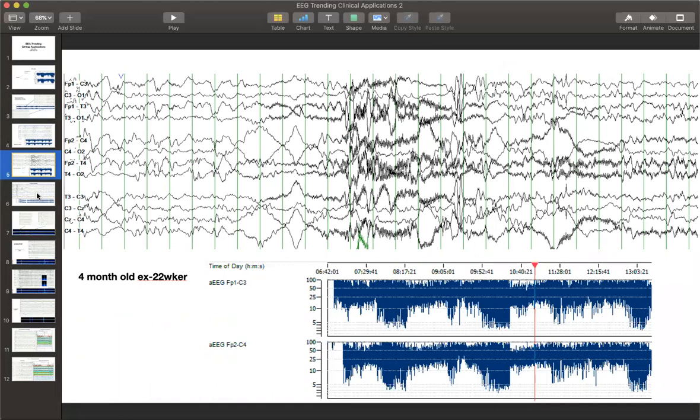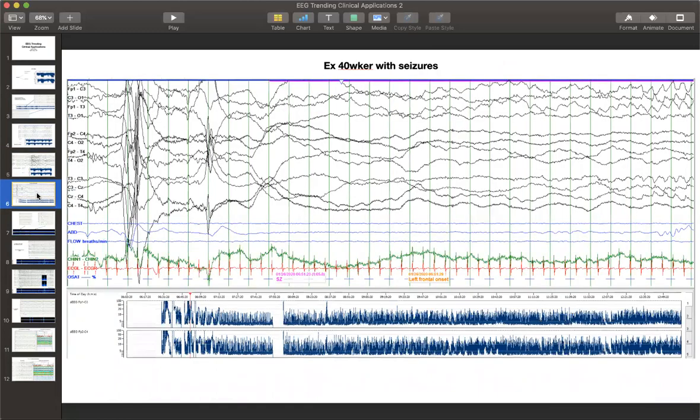So in addition to just assessing the background and the overall quality of the sleep-wake cycling, it's very helpful in picking up newborn seizures. It doesn't pick up everything. Very short seizures or low amplitude or focal seizures can get missed. If you recall, we're typically using 2 to 4 electrodes, and if your electrodes don't happen to be over the seizure, you'll miss it.